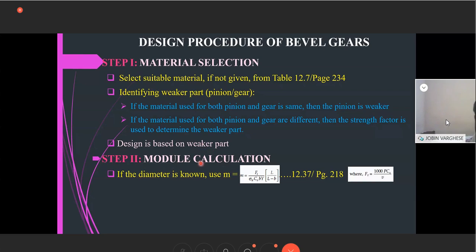So that we should find the module calculation. The second part of the design is that we have to go for module calculation in the case of gears.